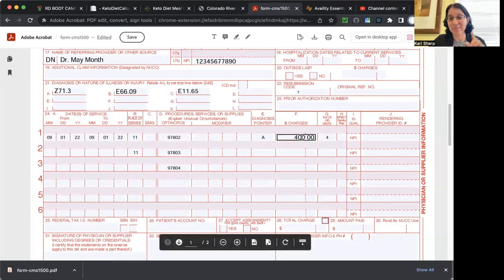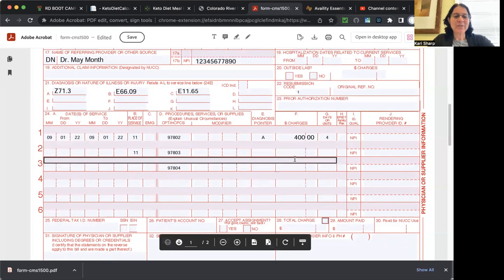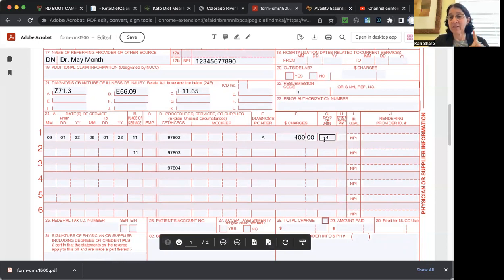It doesn't mean that the insurance company actually gives you $400. They may say, oh yeah, your 4 units is only worth $100. But anyway, you're charging $400 for the 4 units. That means for every 15 minutes, you're getting $100.